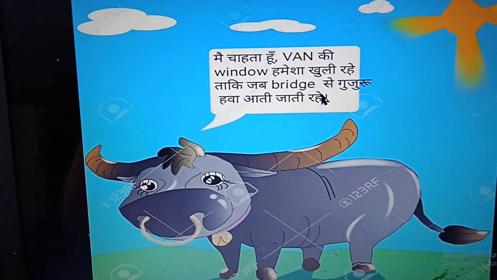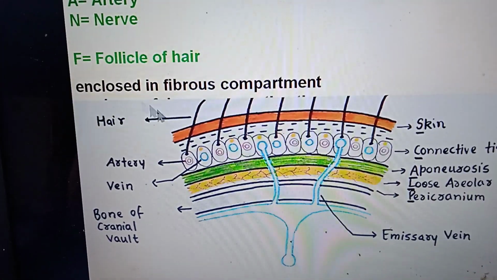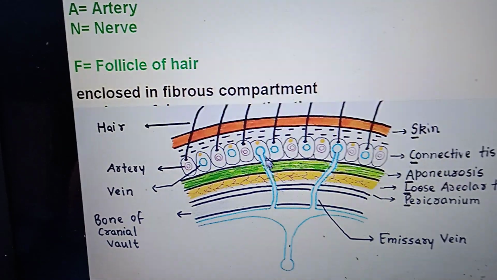And this line hints to us that these veins are connected with the dural venous sinuses through bridging veins. Very important.